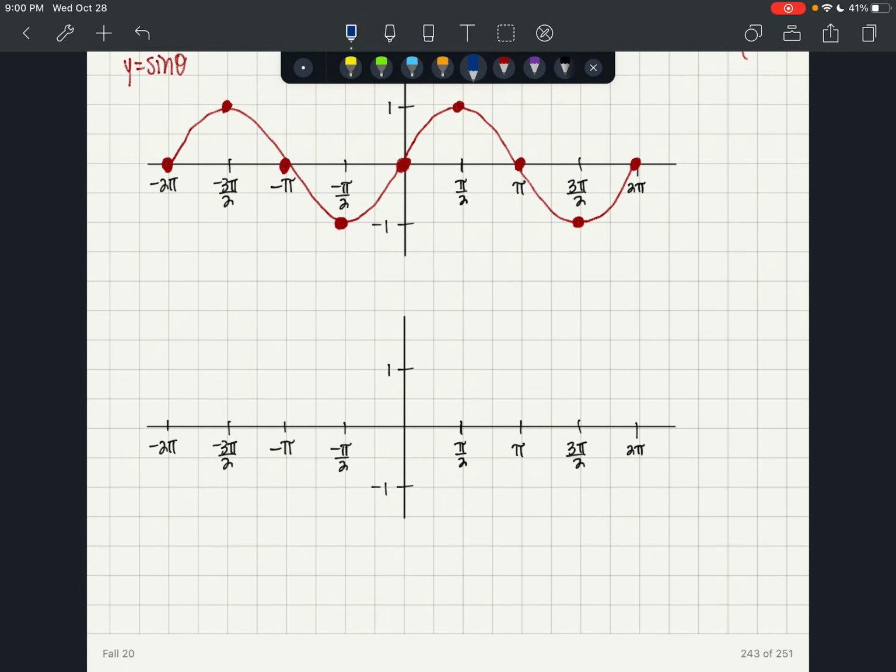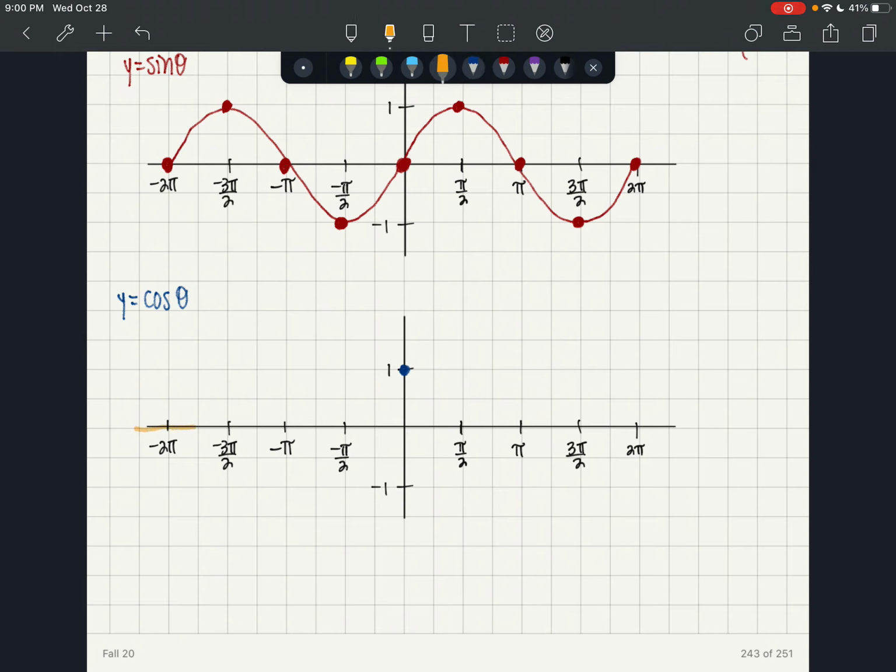Okay, let's practice with cosine. Okay, y equals the cosine of theta. I could go through all those ordered pairs again, but I'm just going to explain to you. You can go through the ordered pairs. You know how I did that. If not, you can rewatch the video.